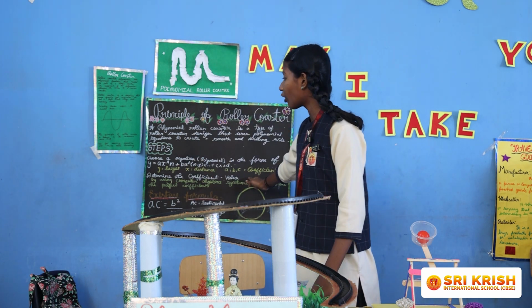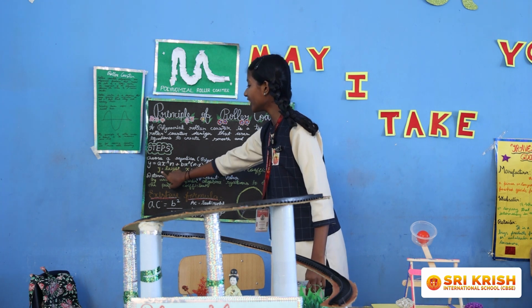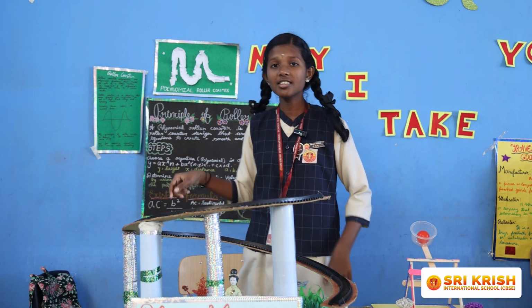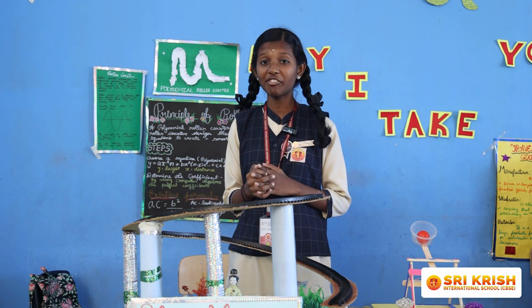Here is an example of it. Here an equation is chosen based on this form. Here y is equal to the height, x is equal to the distance and a, b, c are coefficients. The coefficients cannot be chosen on our own because the tracks may not be safe or unique.